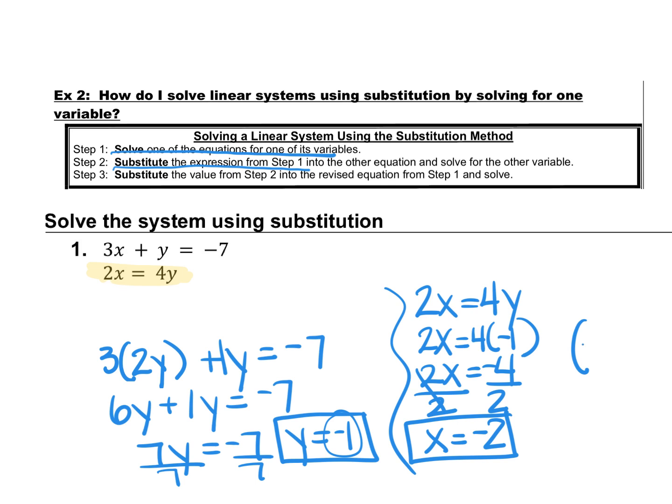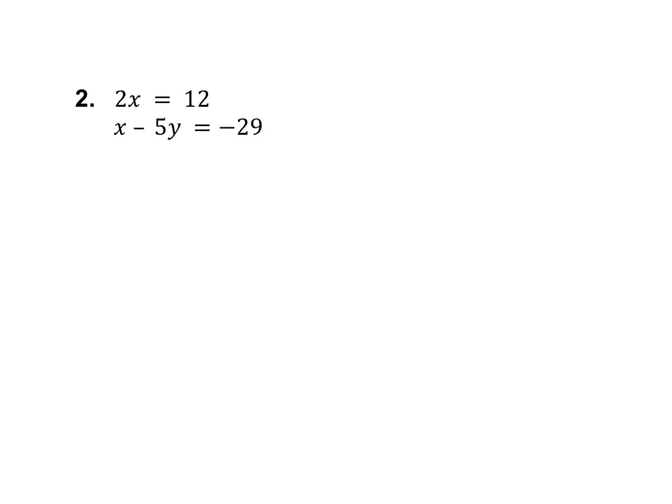Our x value is negative 2, our y value is negative 1, so the solution to this system is negative 2, negative 1. All right, question number 2.